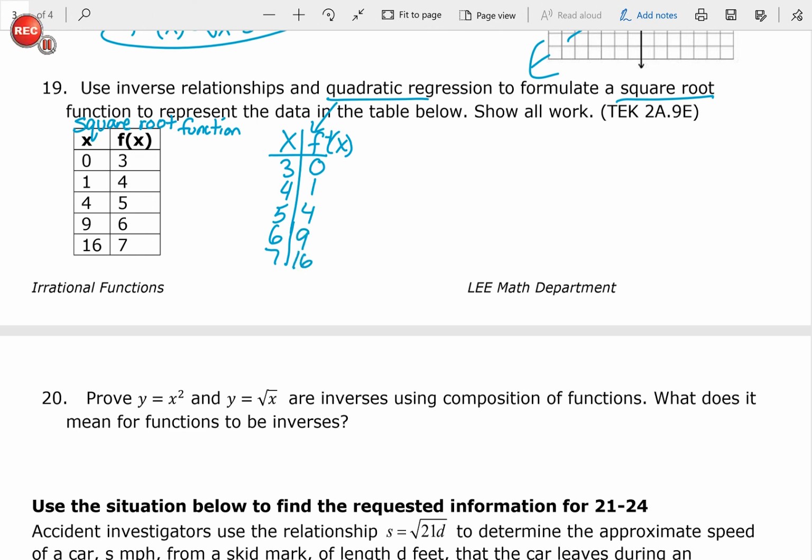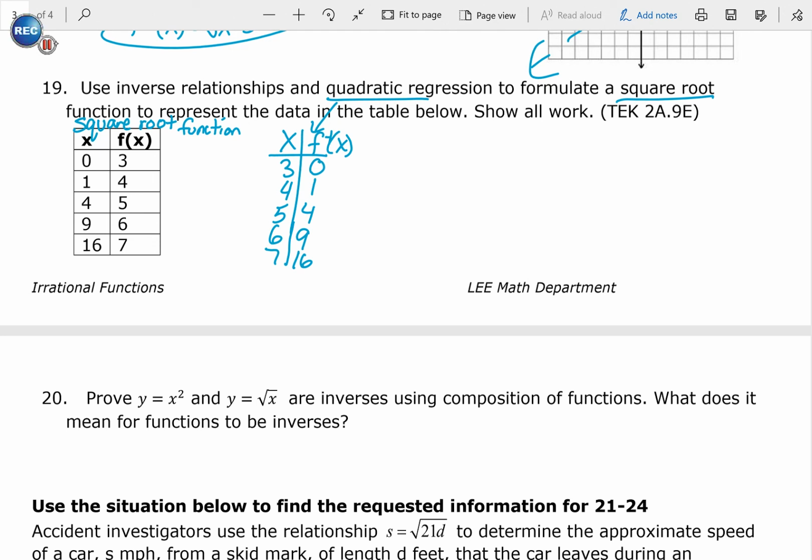I'm just going to go ahead and rewrite all of those values. All right. At this point, you're going to go ahead and go into spreadsheets and lists in your graphing calculator, and you're going to input this data. Okay.